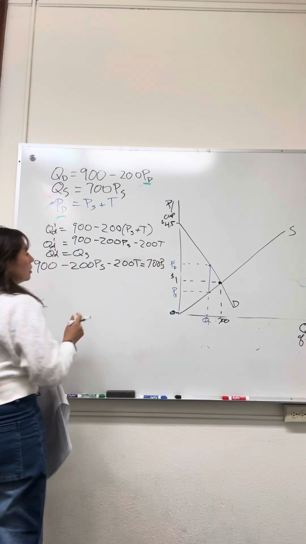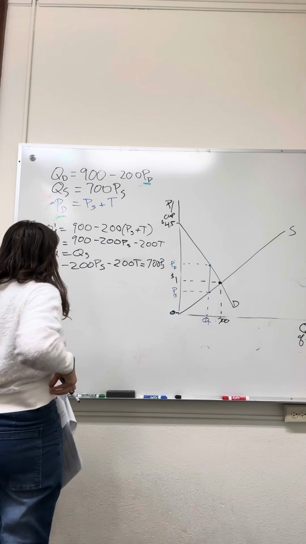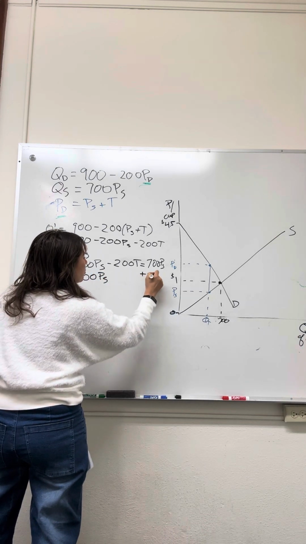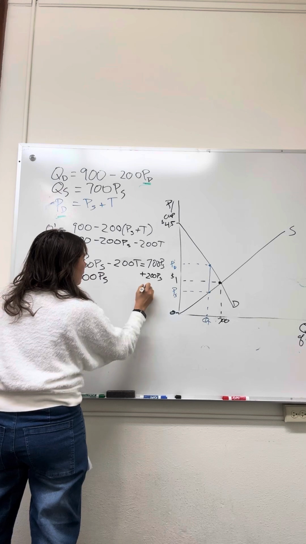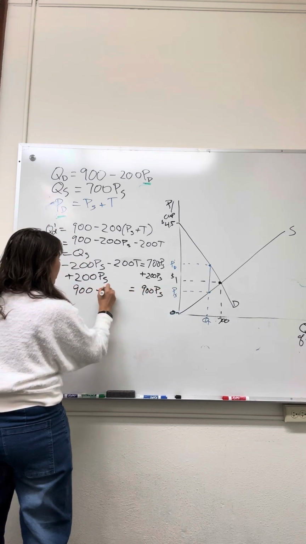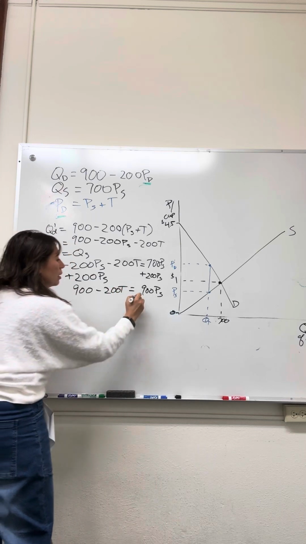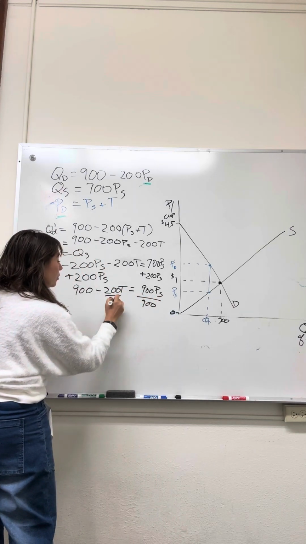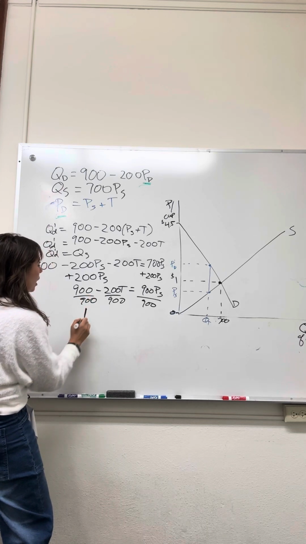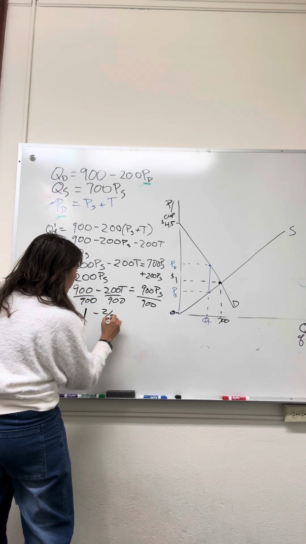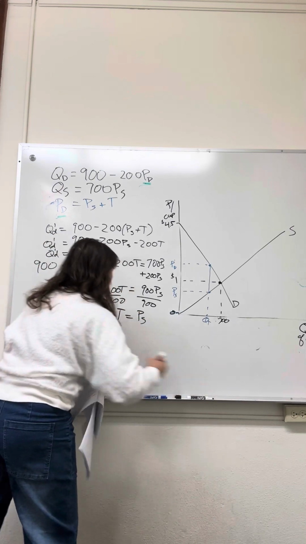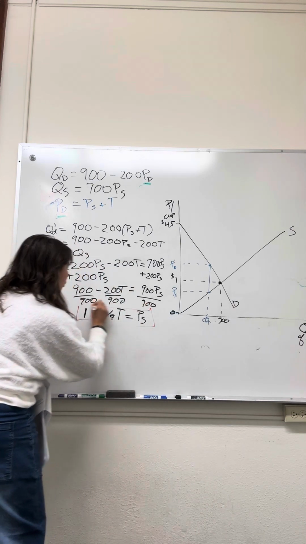Okay, so I'm just going to combine the PS's by adding 200 PS, and I get 900 PS is equal to 900 minus 200T. I'm going to divide both sides by 900, and what I get is something really logical, and in my class we call this liquid gold, okay? So I'm going to box it, star it, and refer back to it.